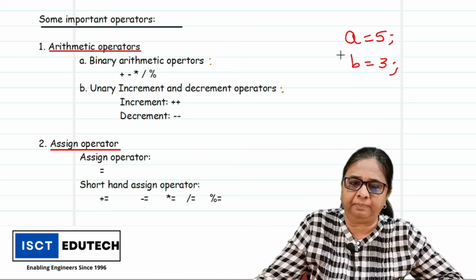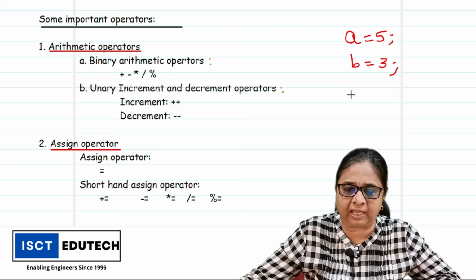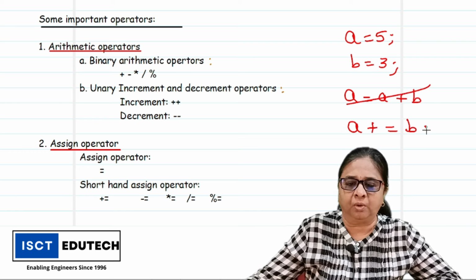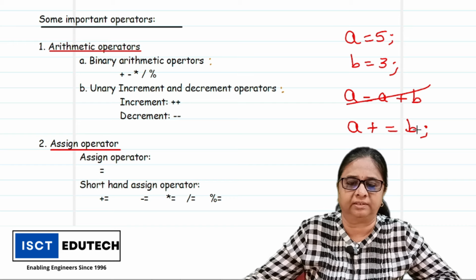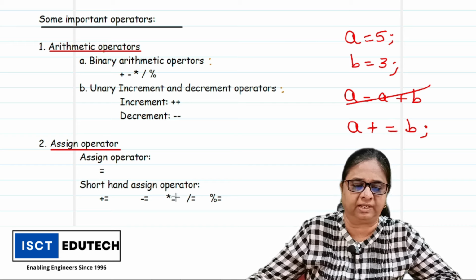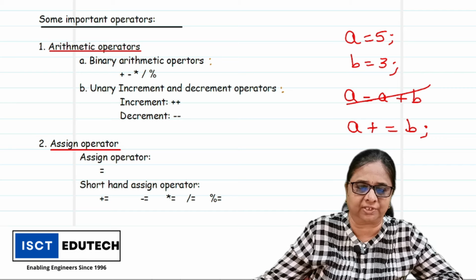I want to add b to a. A should become 8. So how do we do that? Generally, we say a is equal to a plus b. But this in short can be written as a plus equal to b. What is the meaning of this? Add b to a. That's it. Simple. Similarly, you can try with the other operators, multiplication, minus, division, and modulus. Let's see the demo of this quickly.